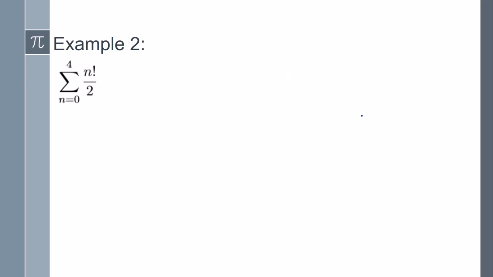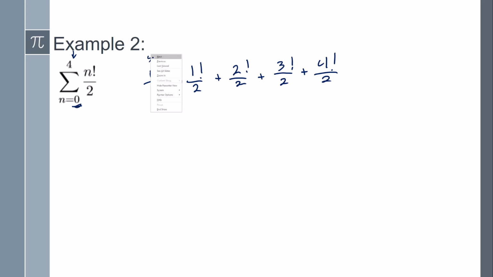Look at this next one. We're starting at 0 and we're ending at 4. So if I plug in 0, we're going to add that to plugging in 1, add that to plugging in 2, and then 3, and then 4. We're stopping at 4, so it said start at 0, there's the start, and then it ends at 4.